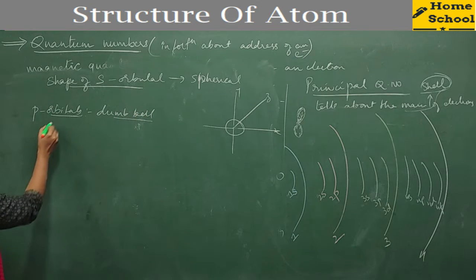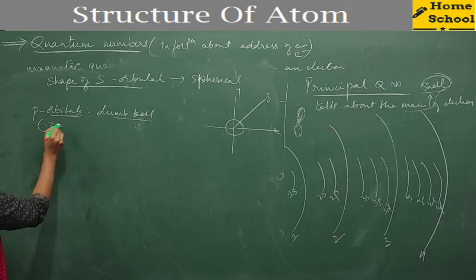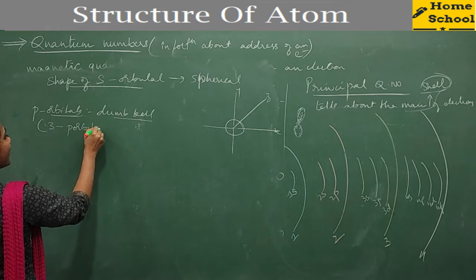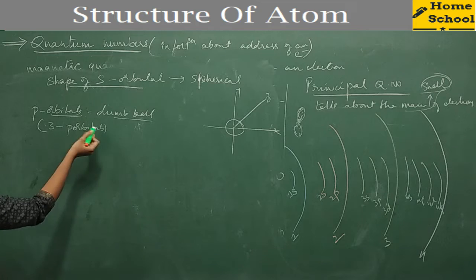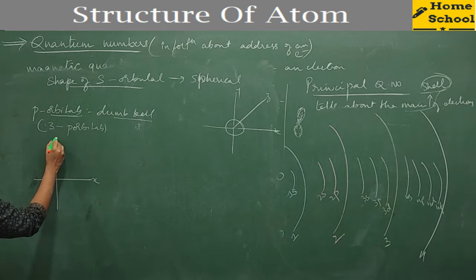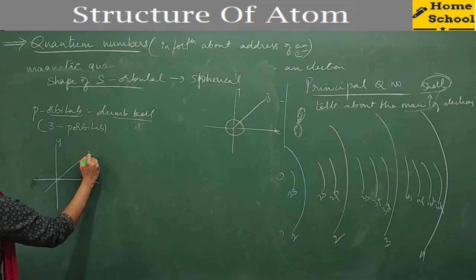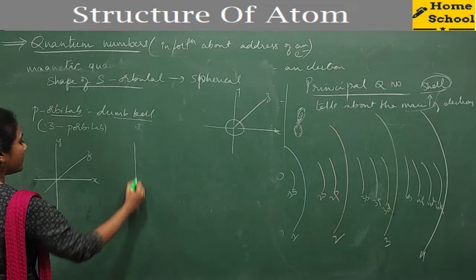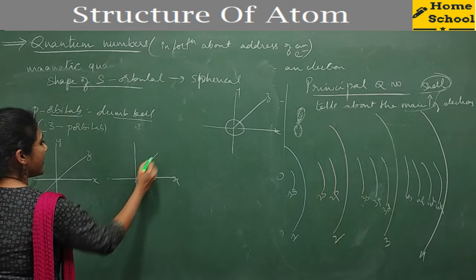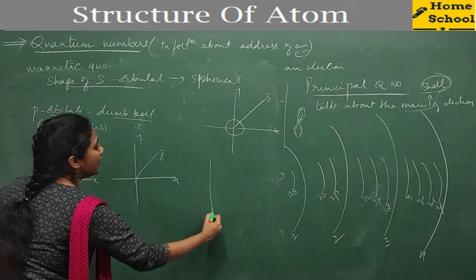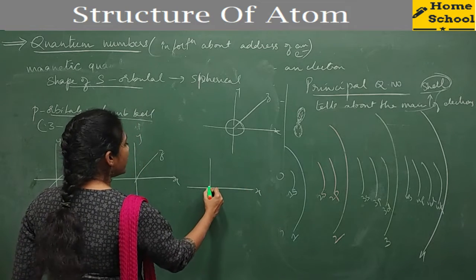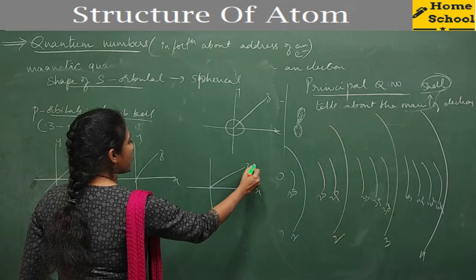Clear? How many p orbitals are there? 3 p orbitals are there, no? Right? How do you draw their shapes here? Say for example, this is x-axis, y-axis, z-axis. So 3, no? So let us see their orientation. Just observe. You will get to know what I mean by orientation now.